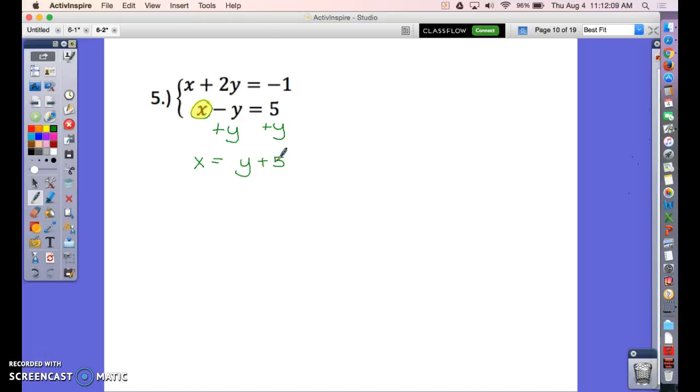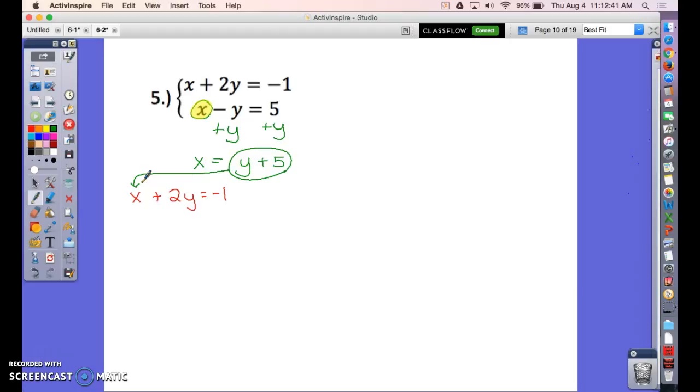So it's the same thing that you did yesterday then. Once you have a variable isolated, circle it and put that in for x in your other equation. So we use the second equation. We haven't used the first equation yet. Then I'm going to write that first equation down. It's x plus 2y equals a negative 1. I'm going to take what x is equal to and put it into that equation.